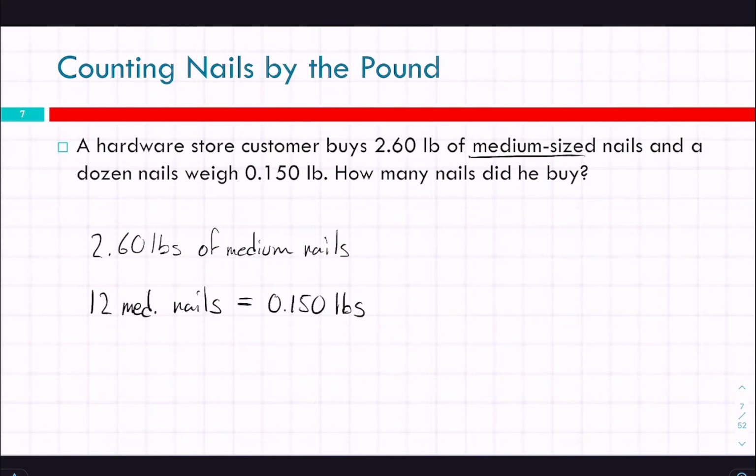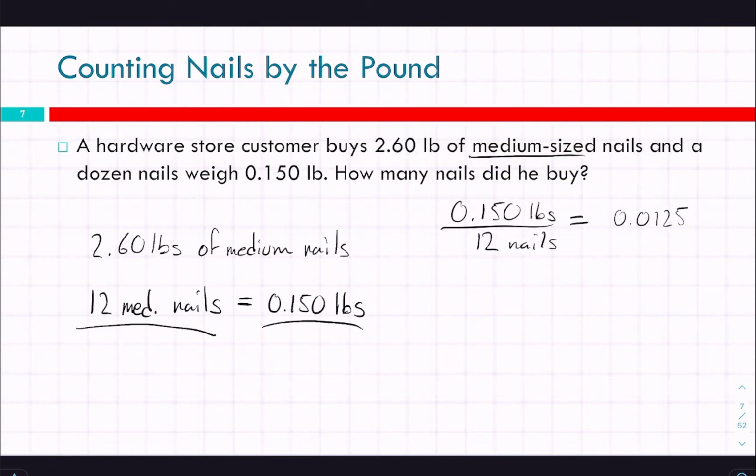All right, so we can do this two ways. One, we could figure out how much one nail weighs. To do that, we could say, if 12 nails weighs 0.15 pounds, how much does one nail weigh? Divide the weight. So we take 0.150 pounds divided by 12 nails, and we get 0.0125 pounds per one nail.